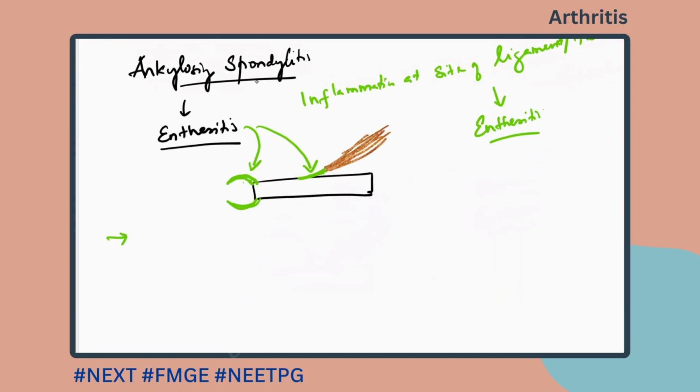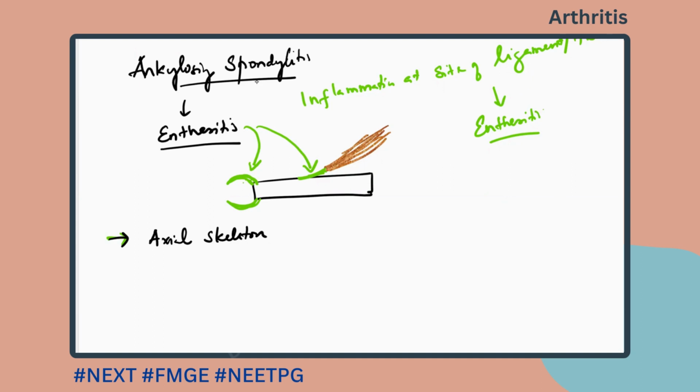Ankylosing spondylitis mainly affects the axial skeleton. Do you know what is called as axial skeleton? The bones which lie in the center of your body belong to the axial skeleton. What are the bones lying in the center of your body in the back? Vertebra. What are the bones lying in the center of the body anteriorly? Sternum and ribs. So skull, vertebra, ribs and the sternum are called as axial skeleton. The bones which are present in your limbs are called as peripheral skeleton.